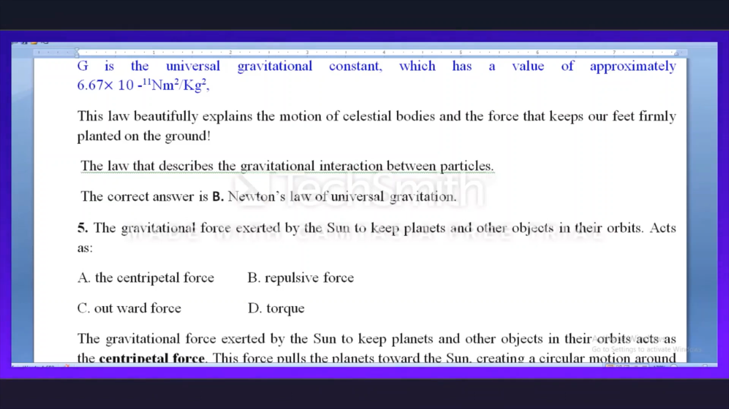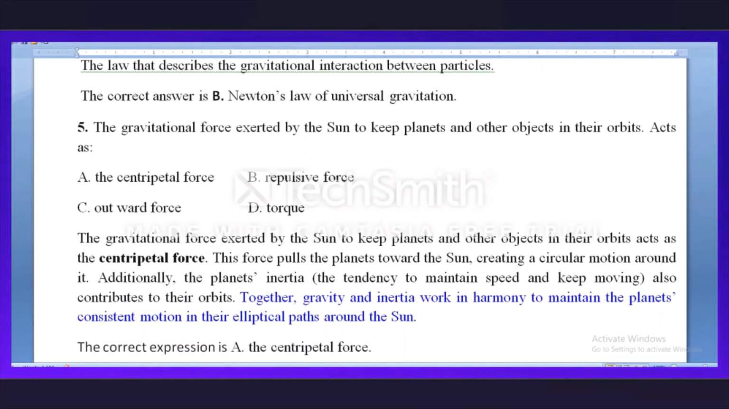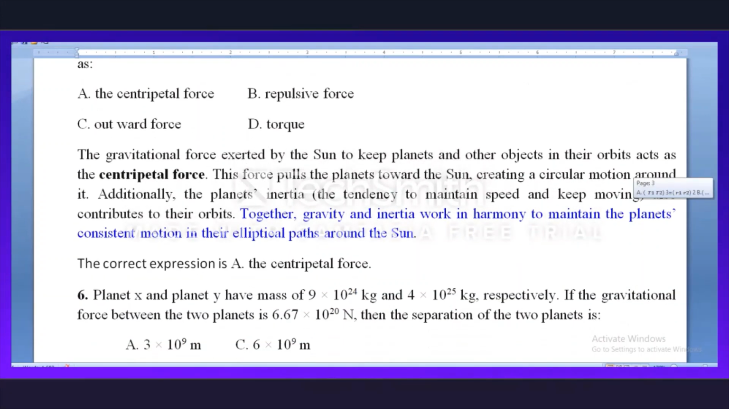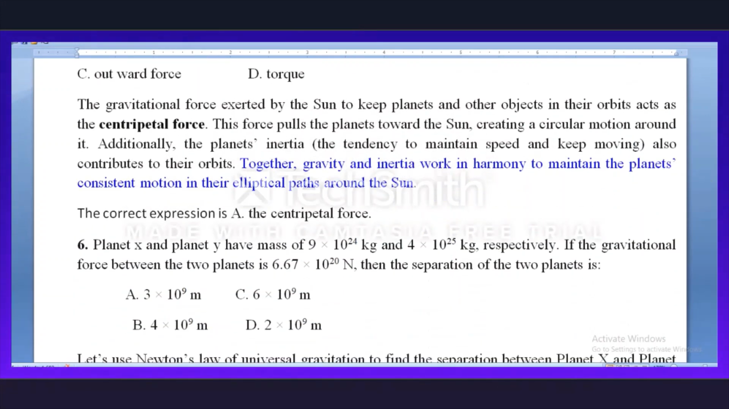The next, question number 5. The gravitational force exerted by the sun to keep planets and other objects in their orbit acts as: A, the centripetal force; B, repulsive force; C, outward force; D, torque. Interpreting this, the gravitational force exerted by the sun to keep planets and other objects in their orbit acts as the centripetal force.